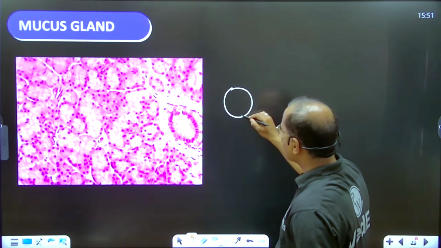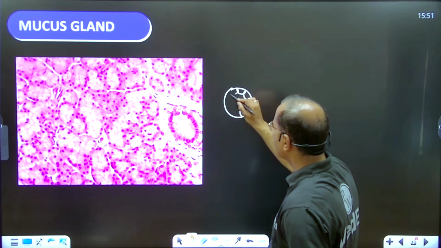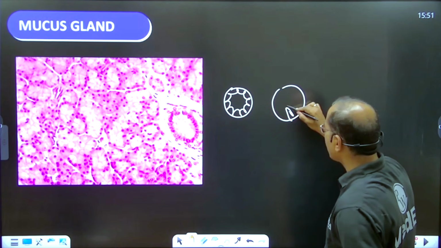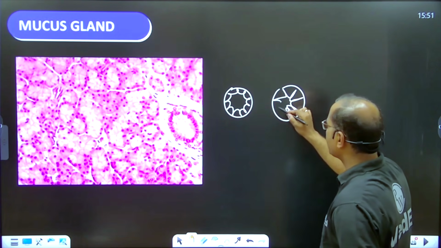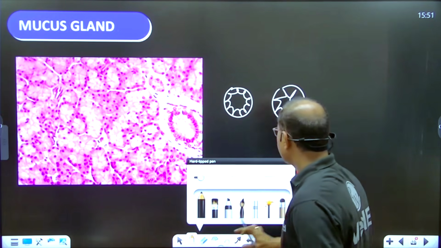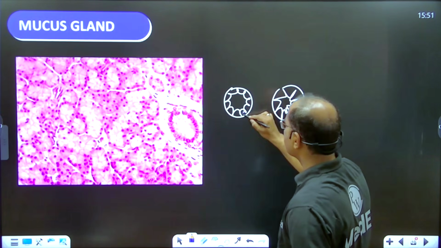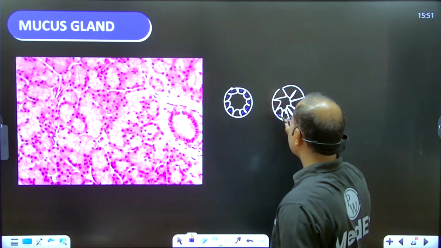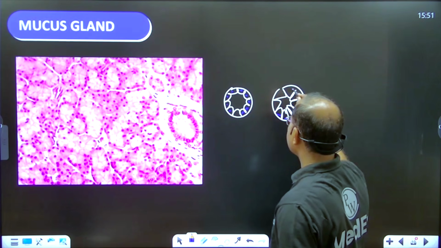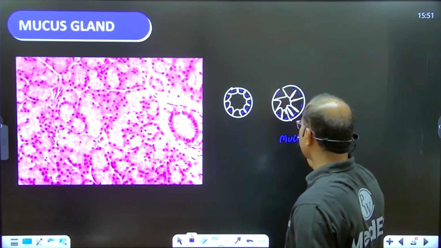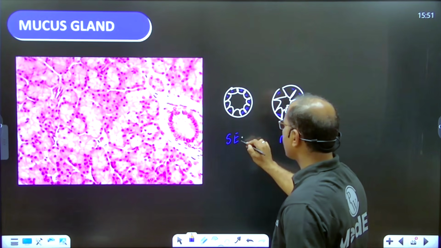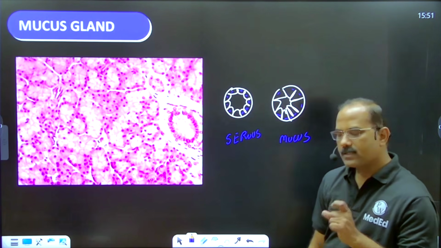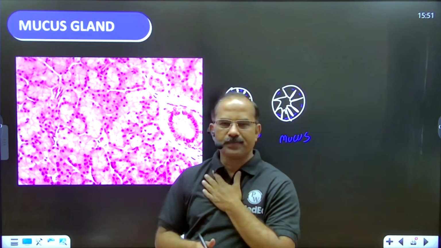Now, if this acinus has got cuboidal cells like this, and this is another acinus which has got tall and columnar cells like this, with, how's the nucleus here? The nucleus is in the center of the cell here in a serous acinus, and this is a flat nucleus at the base of the cell. So this is a mucus acinus and this is a serous acinus. Serous and mucus. So acinus is a functional unit of a salivary gland.